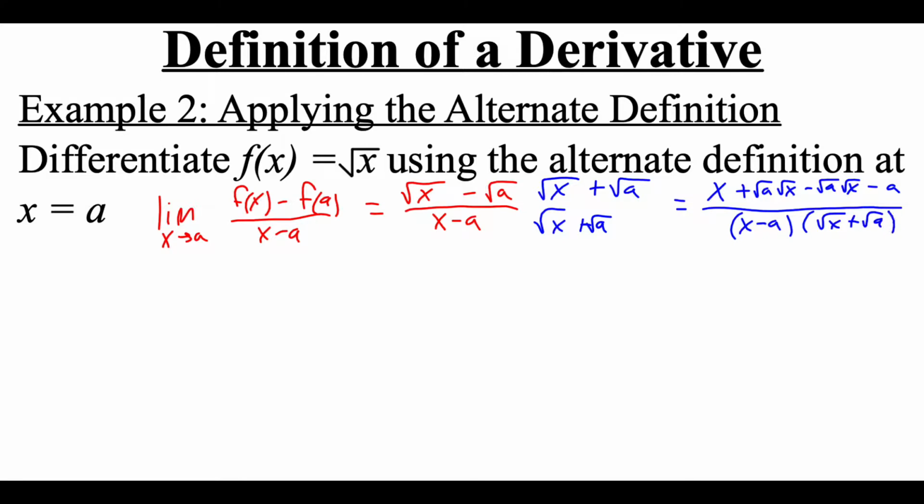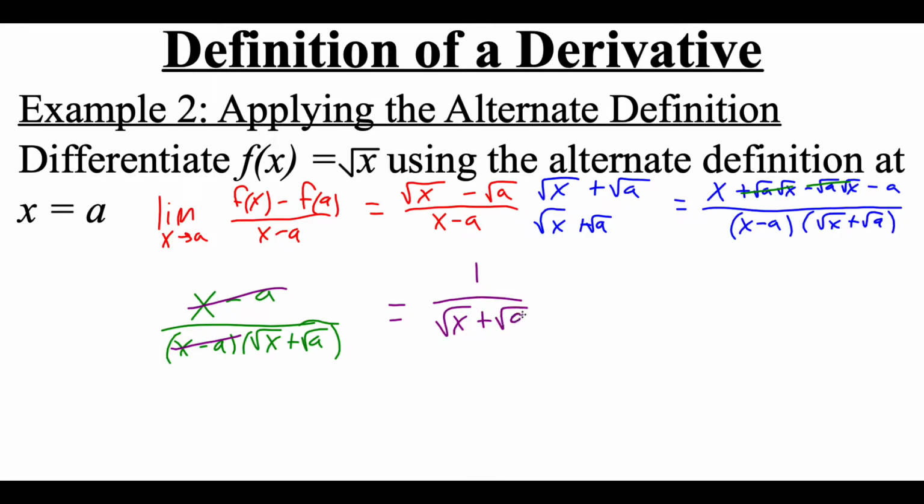Notice I didn't do the foiling on bottom because there's going to be some canceling that happens in here. If I start on top, though, I see plus root a root x and minus root a root x. Those are going to cancel each other out. So on top, we're left with x minus a over x minus a times that square root of x plus the square root of a. And what I see happening is that we have x minus a on top and on bottom. So those are going to cancel each other out, leaving me with just 1 over the square root of x plus the square root of a.